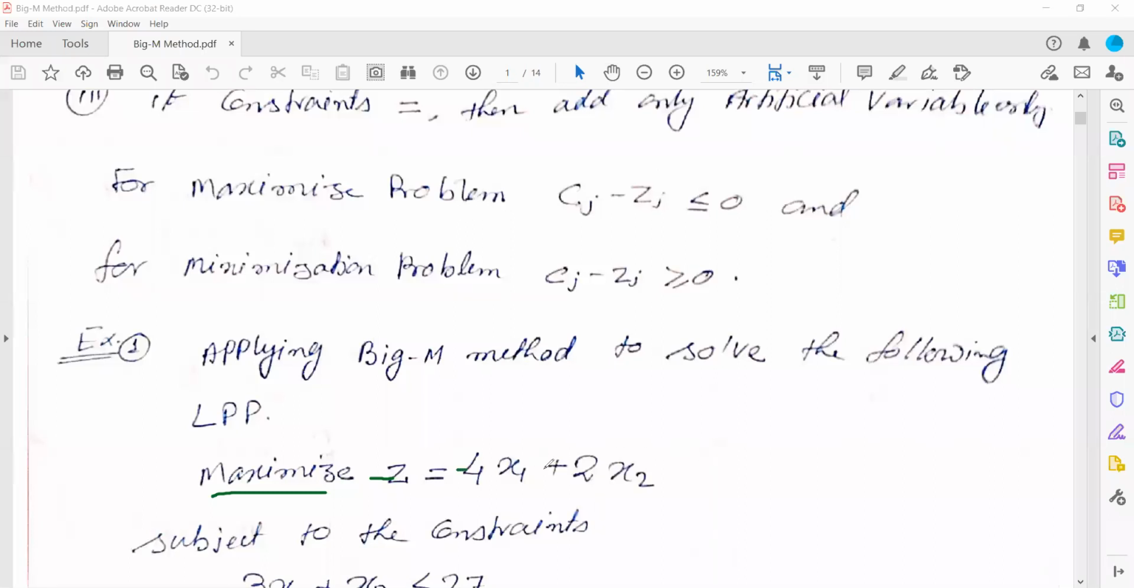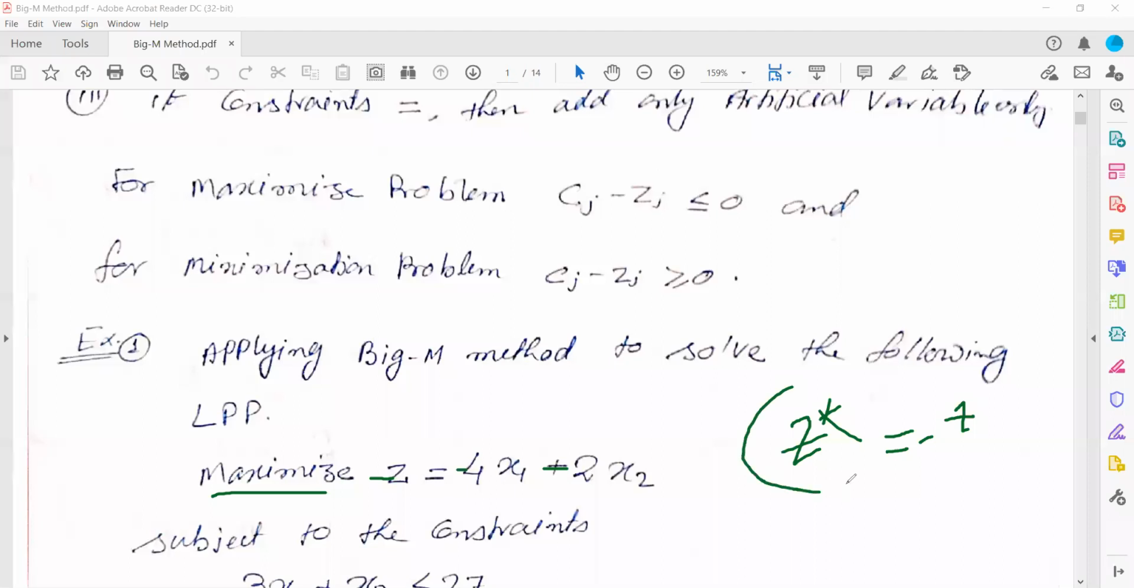Multiply both sides by a minus sign. So what will happen? Minus z equals minus 4x1 minus 2x2. Earlier it was a problem of minimization, now it becomes a problem of maximization. So give it a name, z star, that is z star is equal to minus z. That means the new problem will be max z star equals minus 4x1 minus 2x2.